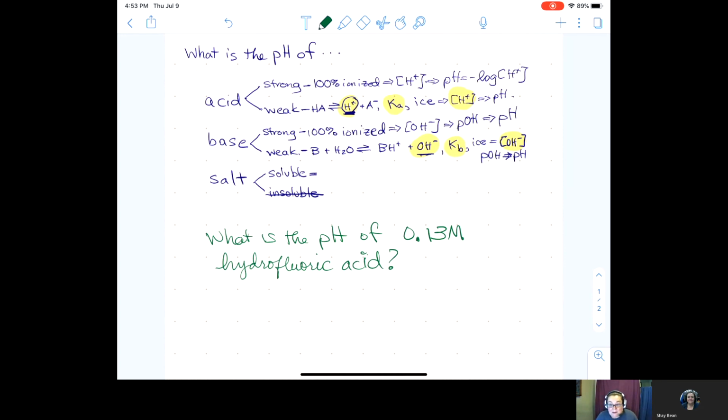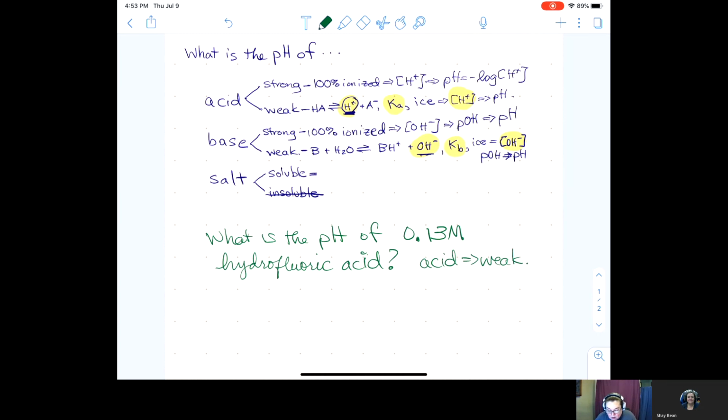Step number one, identify: is that an acid, base, or salt? It should be pretty obvious that it's an acid because the name is hydrofluoric acid. Once we've identified that, the next thing we ask is, is it strong or weak? A lot of students think hydrofluoric acid is strong. It's not. It is not on your list. Double check your list. It is weak. So it is an acid and it is weak.